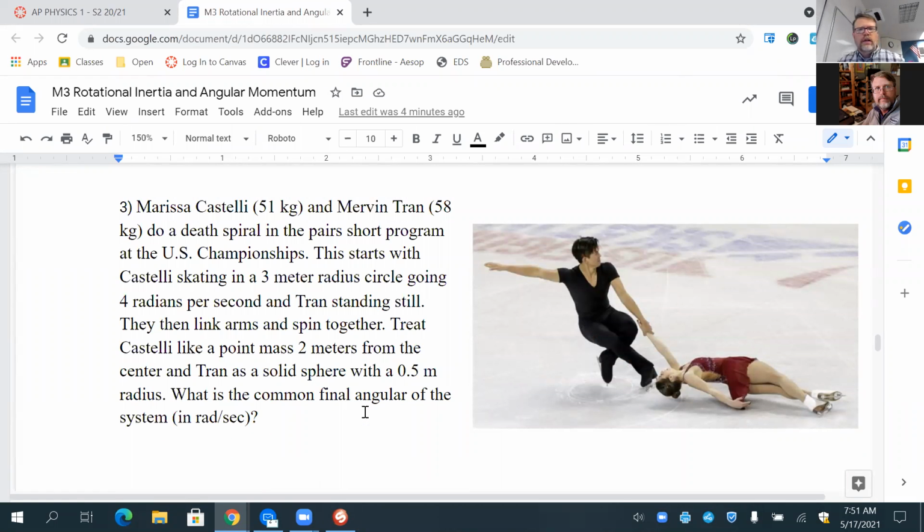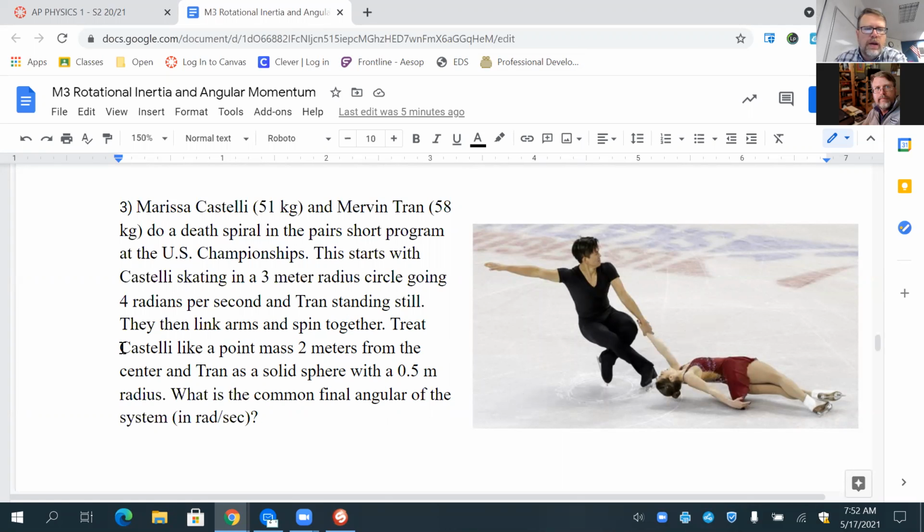Next up, I had some fun trying to find something that would have two turning objects. What I stumbled upon was this picture of two ice skaters. The way this, what's called a death spiral, happens is the two people start, okay, Marissa here has an approach that is circular. She then links arms with Mervyn, and her angular momentum joins with his angular momentum, and they end up spinning. Okay, so a couple points here.